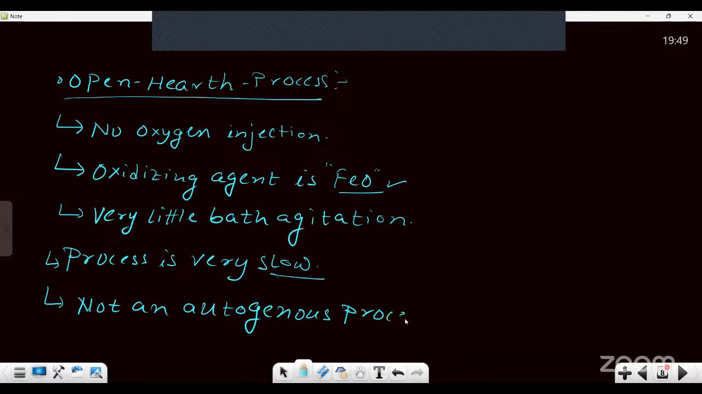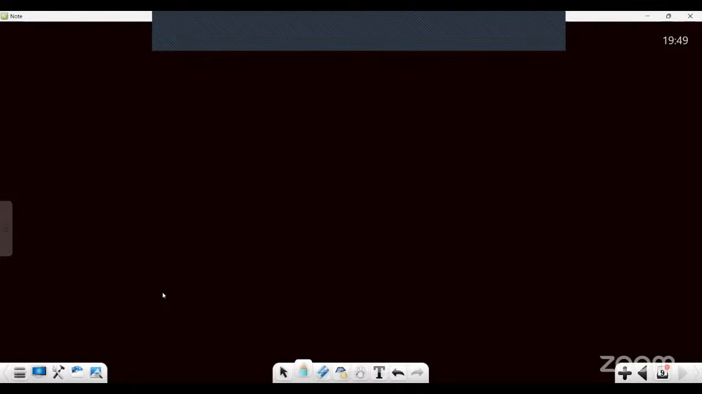Sometimes direct questions come like this: which of the following processes are autogenous processes, and options will be given to you. So please understand that and remember what the autogenous processes are. First you need to understand what are called autogenous processes, and I have already told you the reason. Okay.